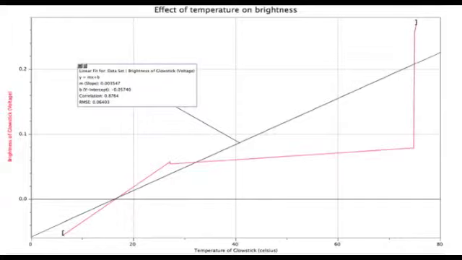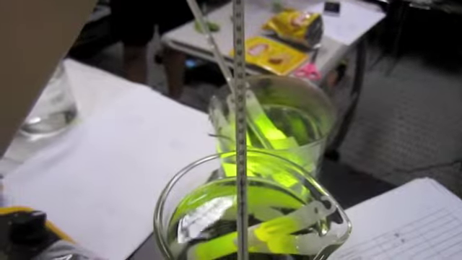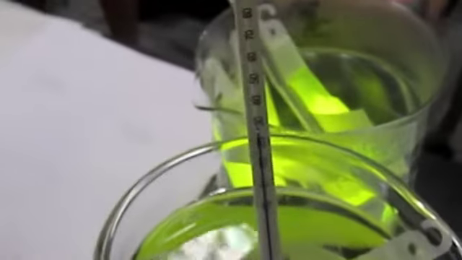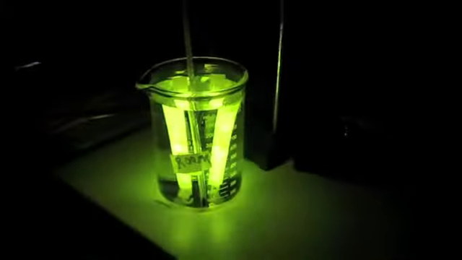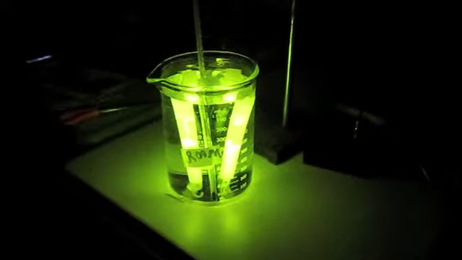This can be explained at a molecular level. When temperature increases, so does the rate of reactions, meaning particles are colliding faster and faster, resulting in particles of diphenyl oxalate and hydrogen peroxide colliding more frequently. As there are more collisions, the brightness increases during the reaction.